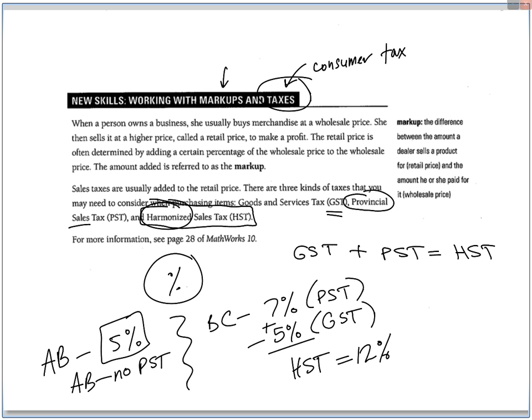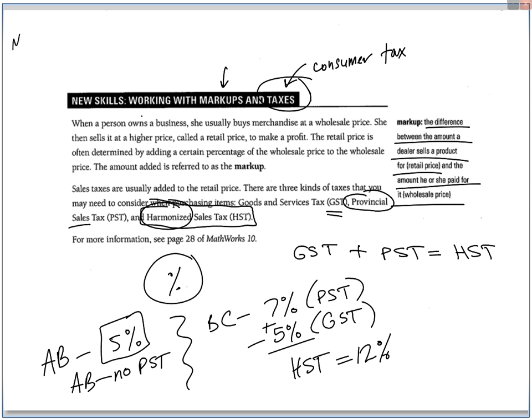The other thing that they're going to talk about in this section is markup, and markup is basically like, if you think about a business, in order for them to make money, the price of those products that they sell has to be higher than the price at which they bought them. Okay, so the markup is the difference, so it's the subtraction. The difference between the amount the dealer sells a product for and the amount he or she paid for. Okay, so they're calling that the retail price and the wholesale price. So you're looking to subtract those two things.